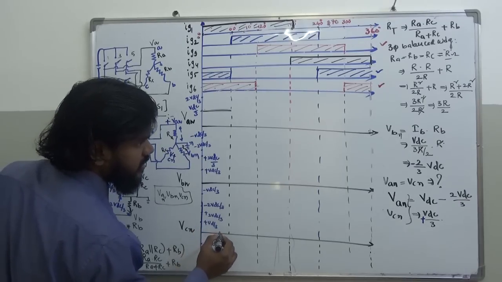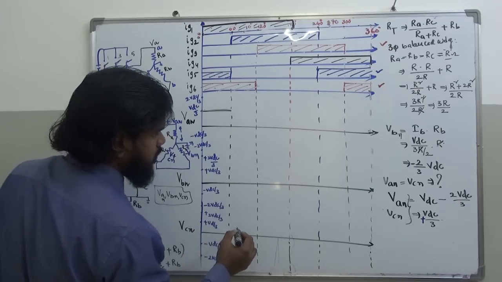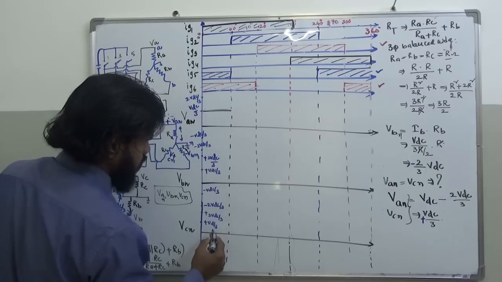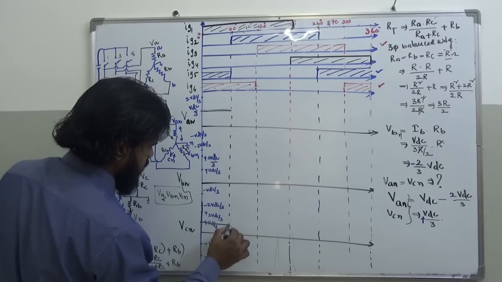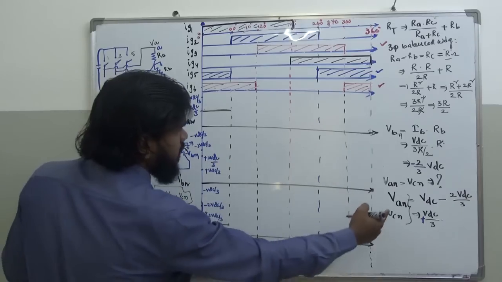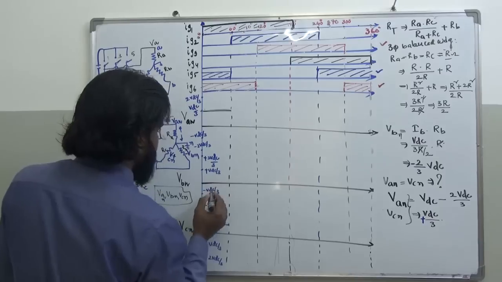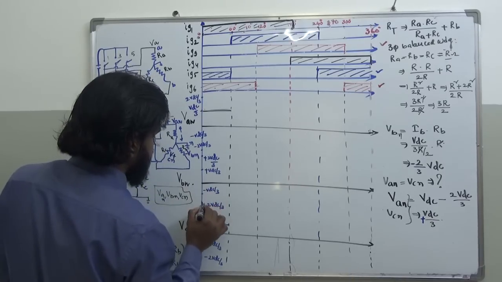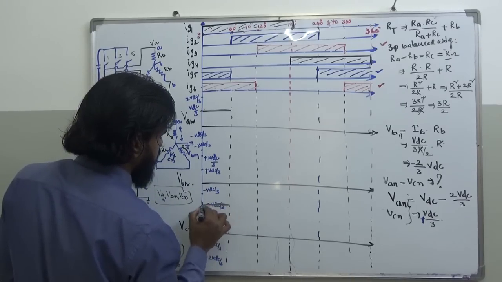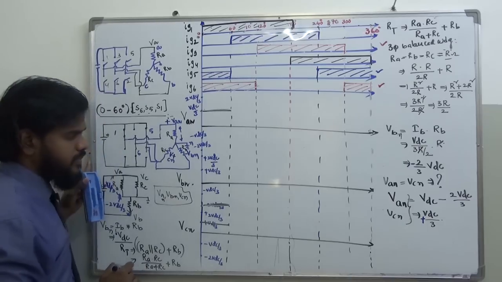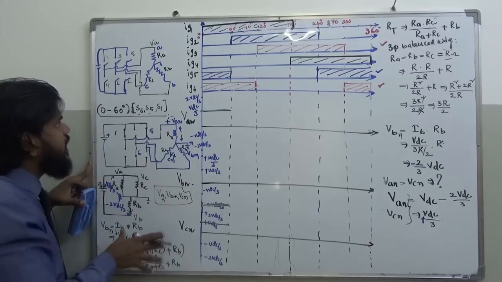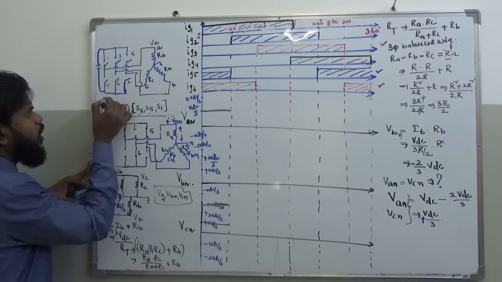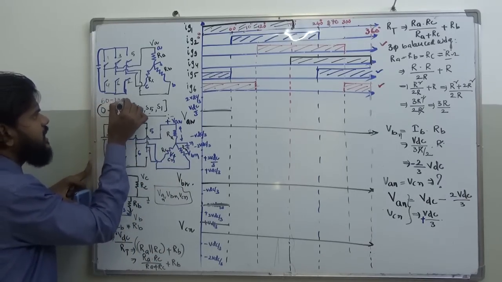VCN is positive VDC, right? That's fine. Okay, and what about VBN? VBN is minus 2 VDC by 3, right? This is VBN, minus 2VDC by 3. Okay, and you can find in a similar way for the instant of 0 to 120.